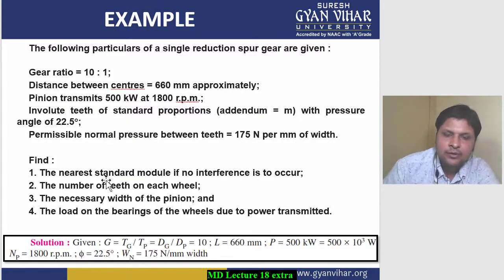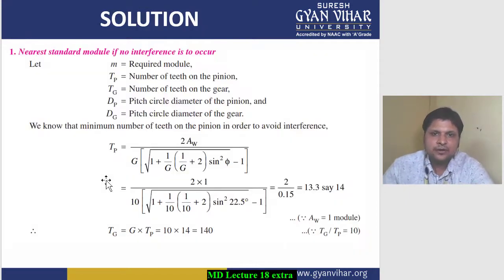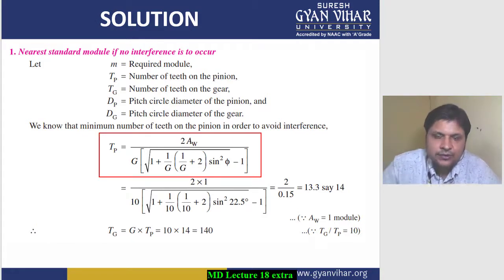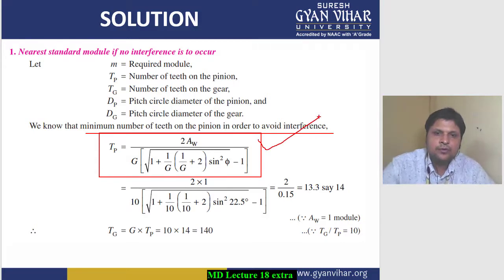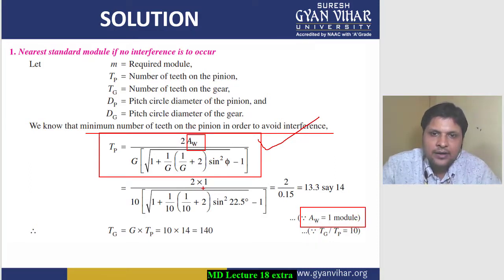Now moving further, students, the first thing that is asked is the necessary standard module if no interference occurs. This formula I have not told you, but you already know it, as you would have studied it in the theory of machines subject, where you learn about the concept of gears. From that we know that the minimum number of teeth on the pinion in order to avoid interference is given by this formula. In this formula AW represents the addendum, and here it is equal to module 1.